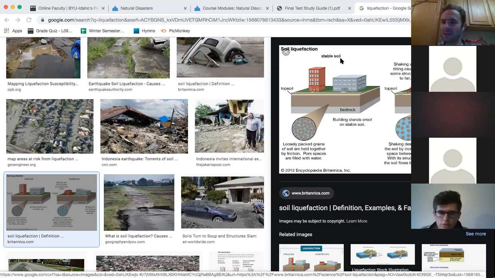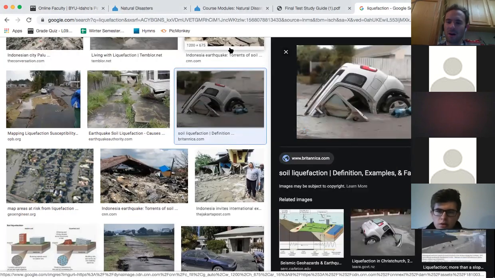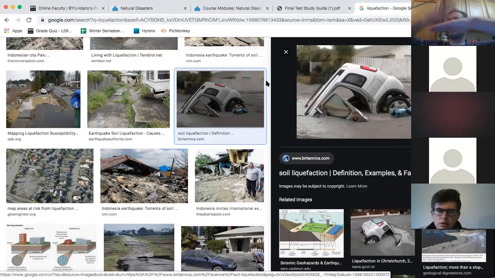Perfect. It acts like a liquid. So what happens is, when we go back to this car, it's sitting on solid ground, but then the soil gets saturated with the liquid, with water and different fluids, and then that car automatically sinks in because it starts to behave like a liquid.